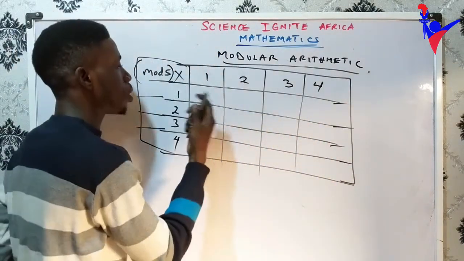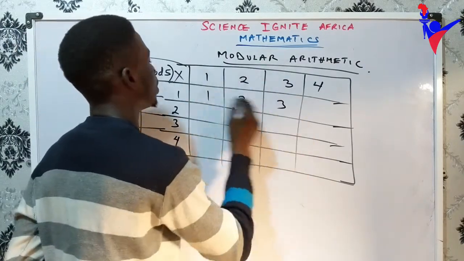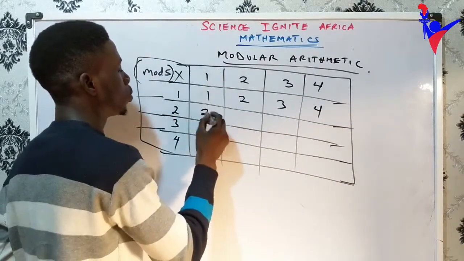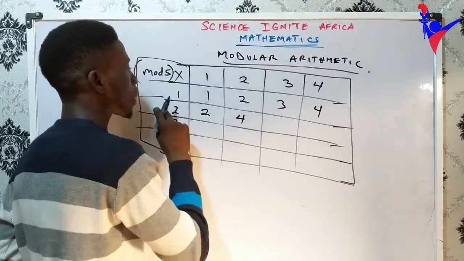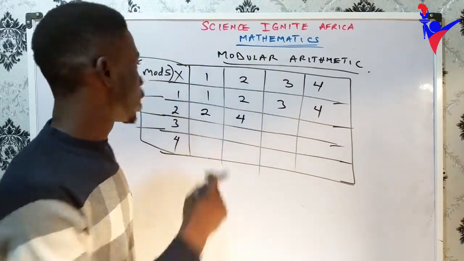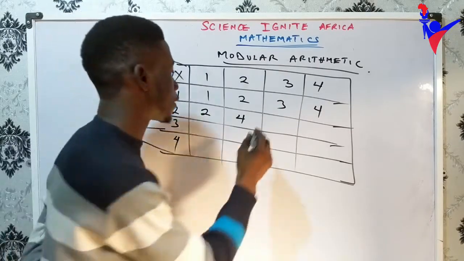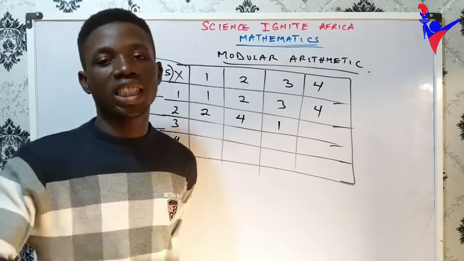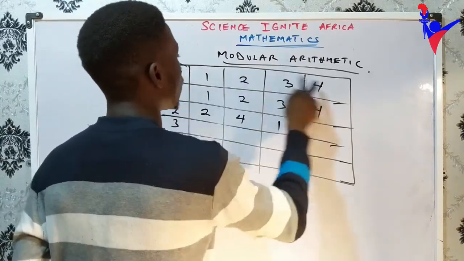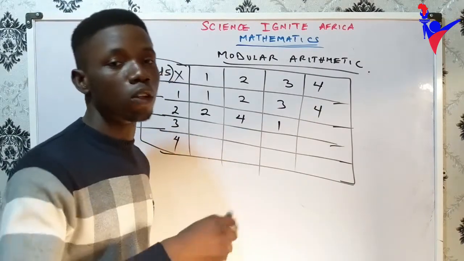Of course, 1 times 1 will still remain 1. 1 times 2 is 2. 1 times 3 is 3. 1 times 4 is 4. That one is nice. Now 2 times 1 is 2. 2 times 2 is 4. But 2 times 3 is 6. That's where the problem starts. You cannot write 6 in here because we are in mod 5. So 6 in mod 5 is 1, because when you divide 6 by 5, you have 1 remainder 1. So 2 times 4 is 8. What is 8 in mod 5? It will be 3.